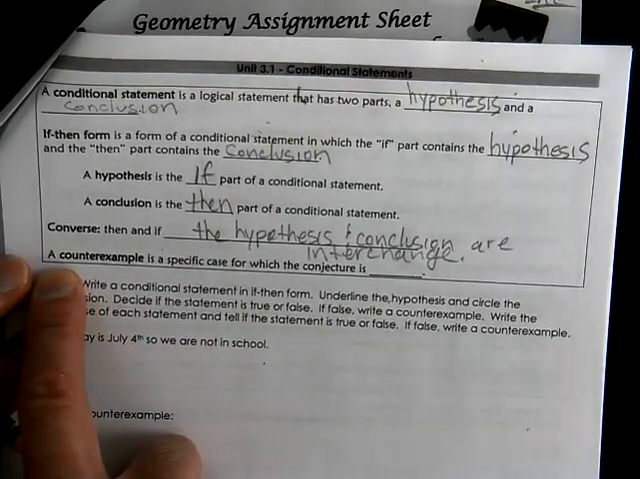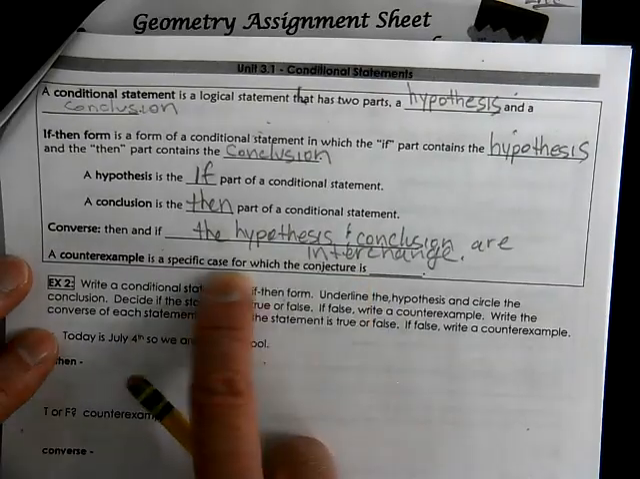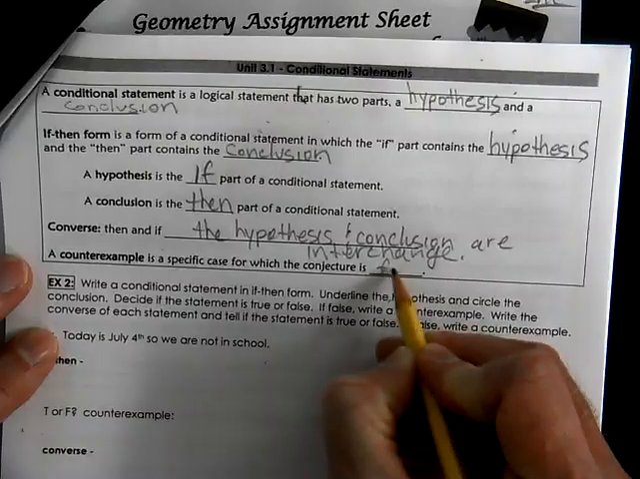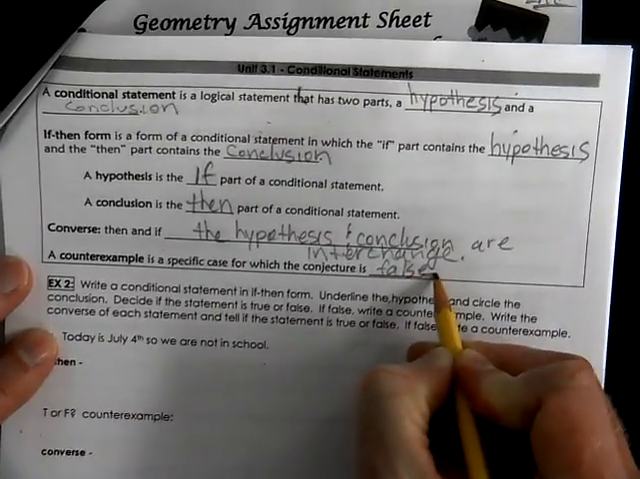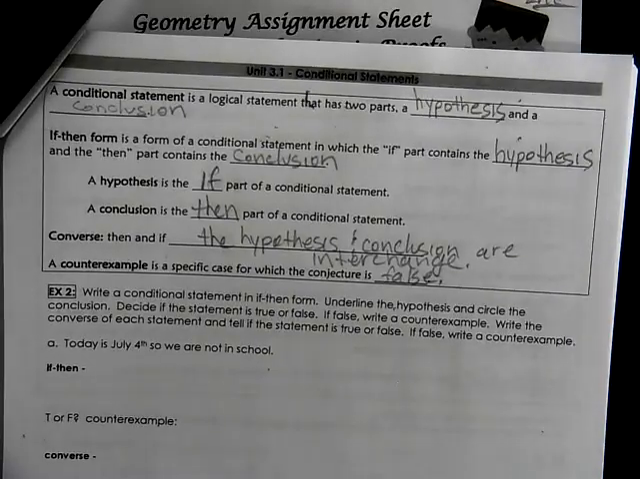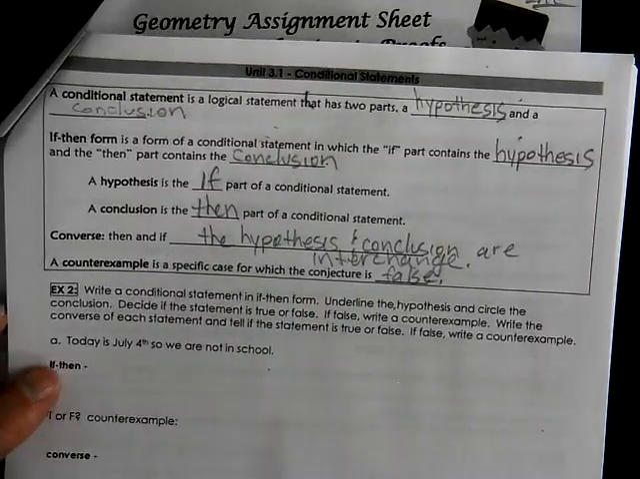And then finally, a counterexample is a specific case for which a conjecture or a conclusion is false. What's another situation that the conclusion could have been? Is there a different situation? Is there a different way the conclusion could have been?